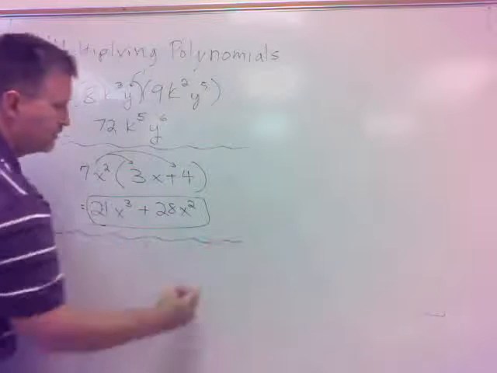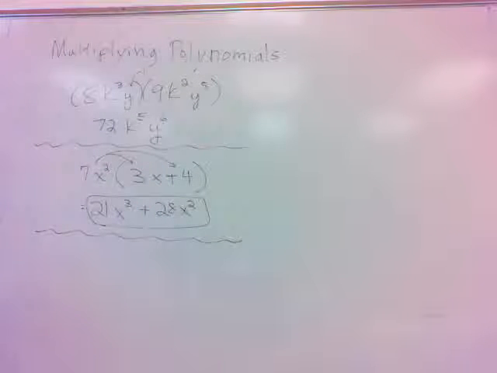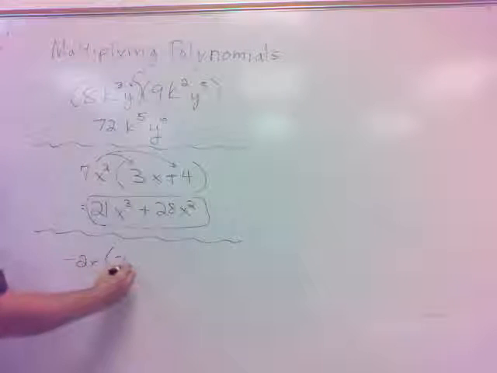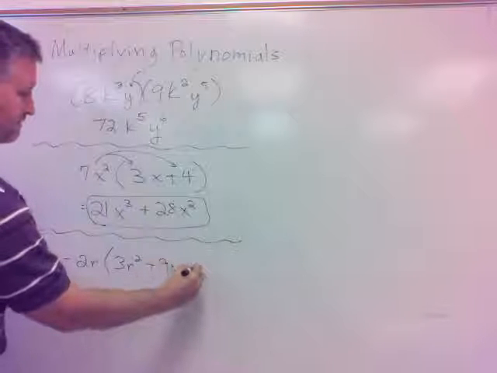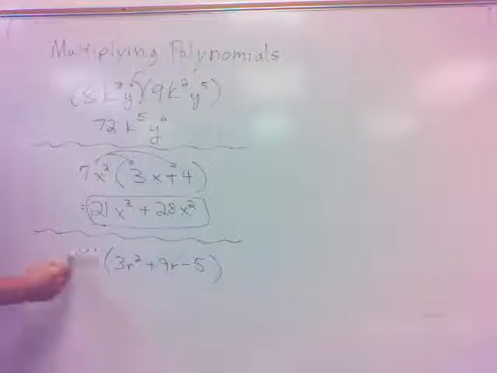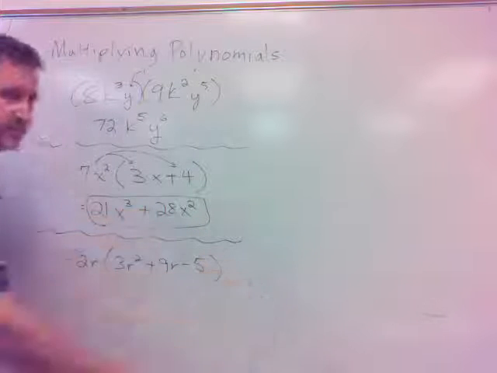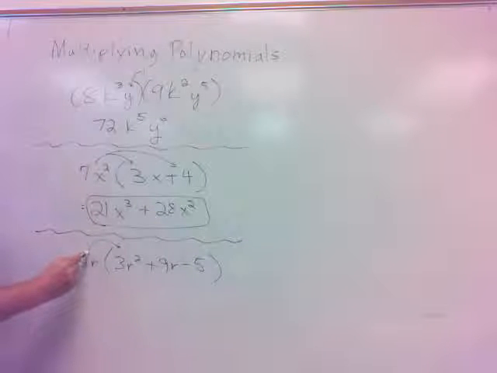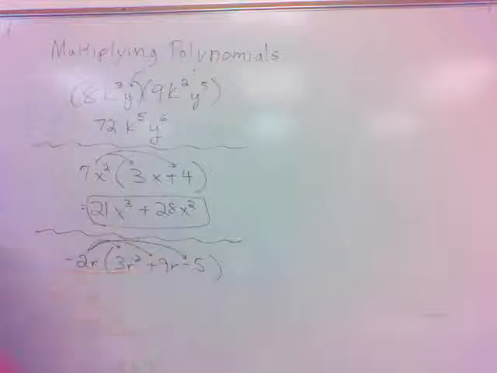Now, what would this come out to? Say we had negative 2r times 3r squared plus 9r minus 5. Same story, isn't it? If you have a monomial and it's going to be multiplied by a binomial, trinomial, 4 terms, whatever, that has to be distributed. That negative 2r is going to be multiplied by everything on the inside there. So what do we get?